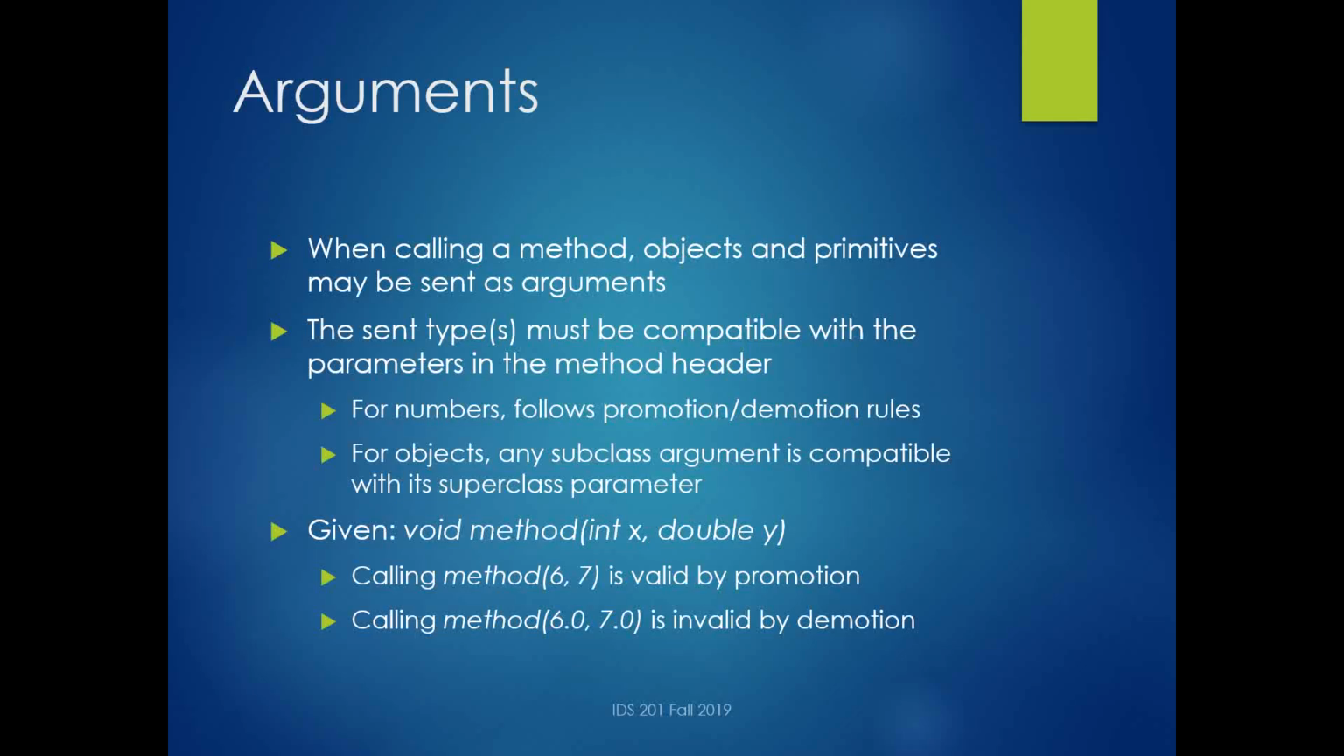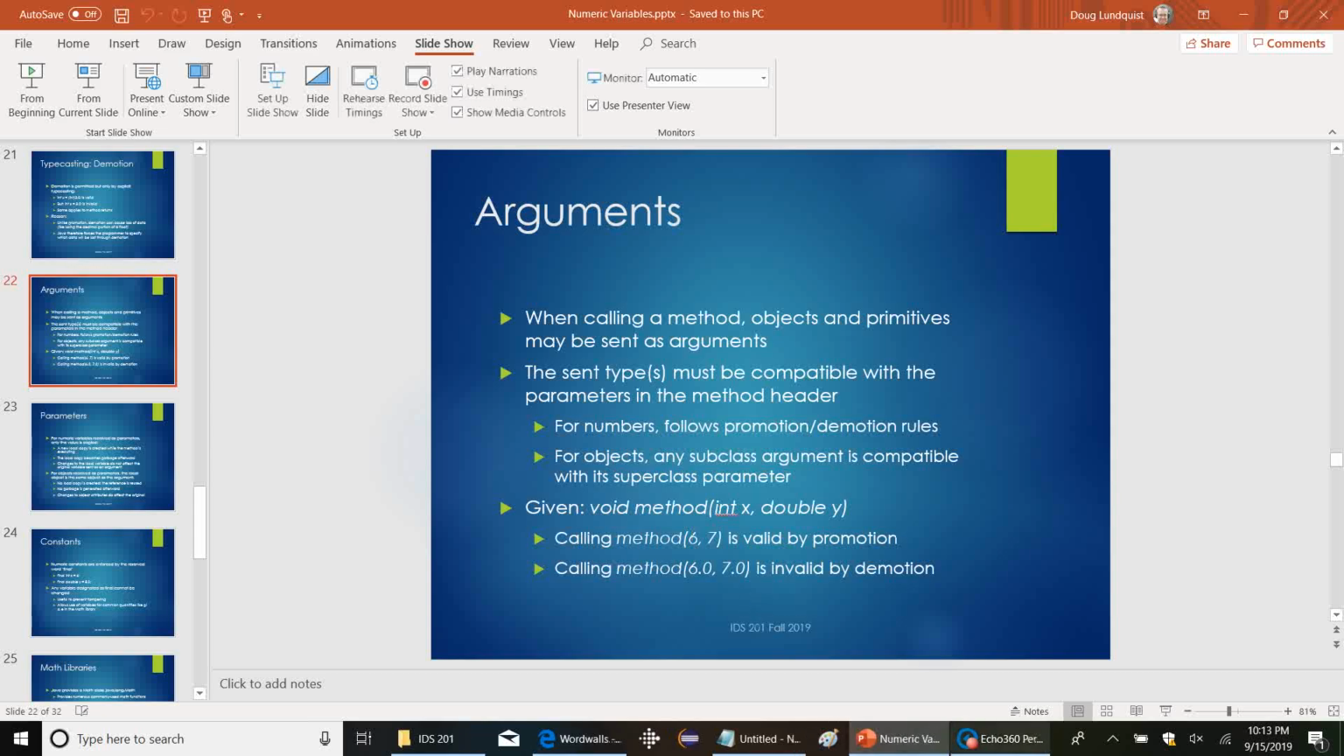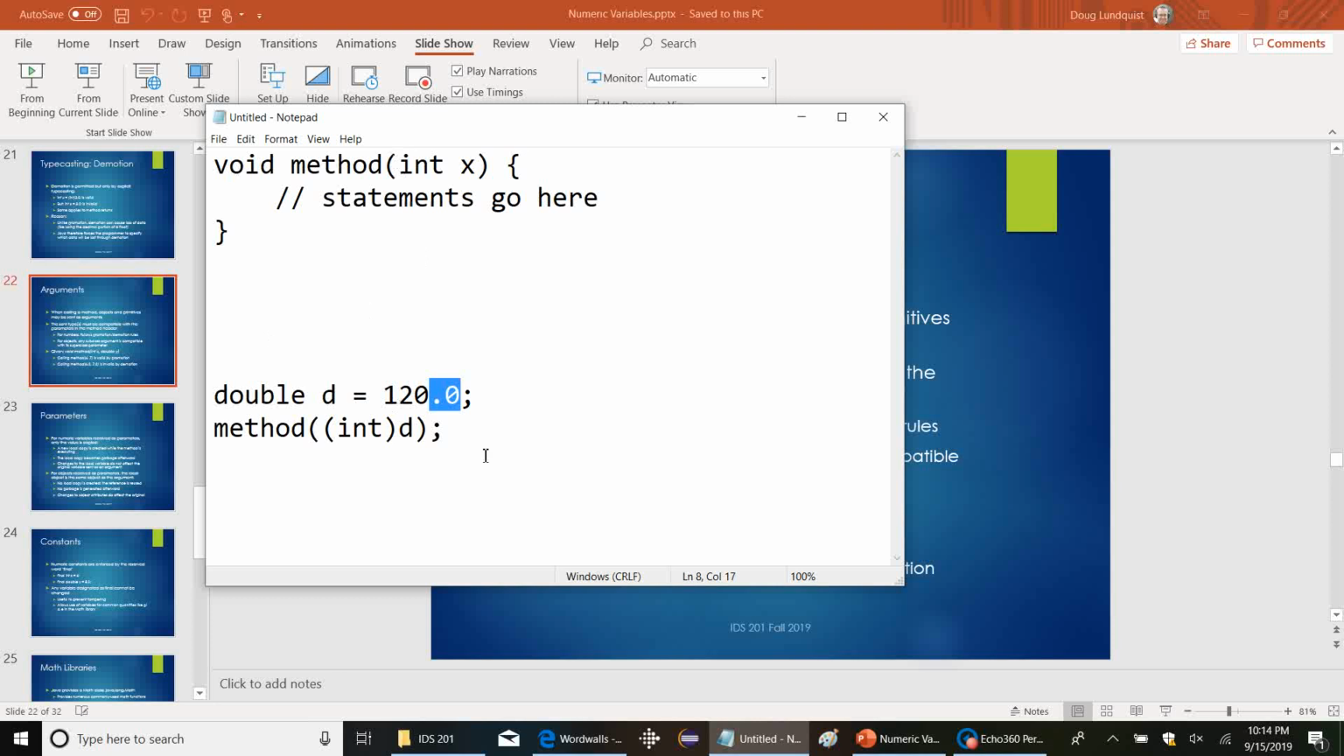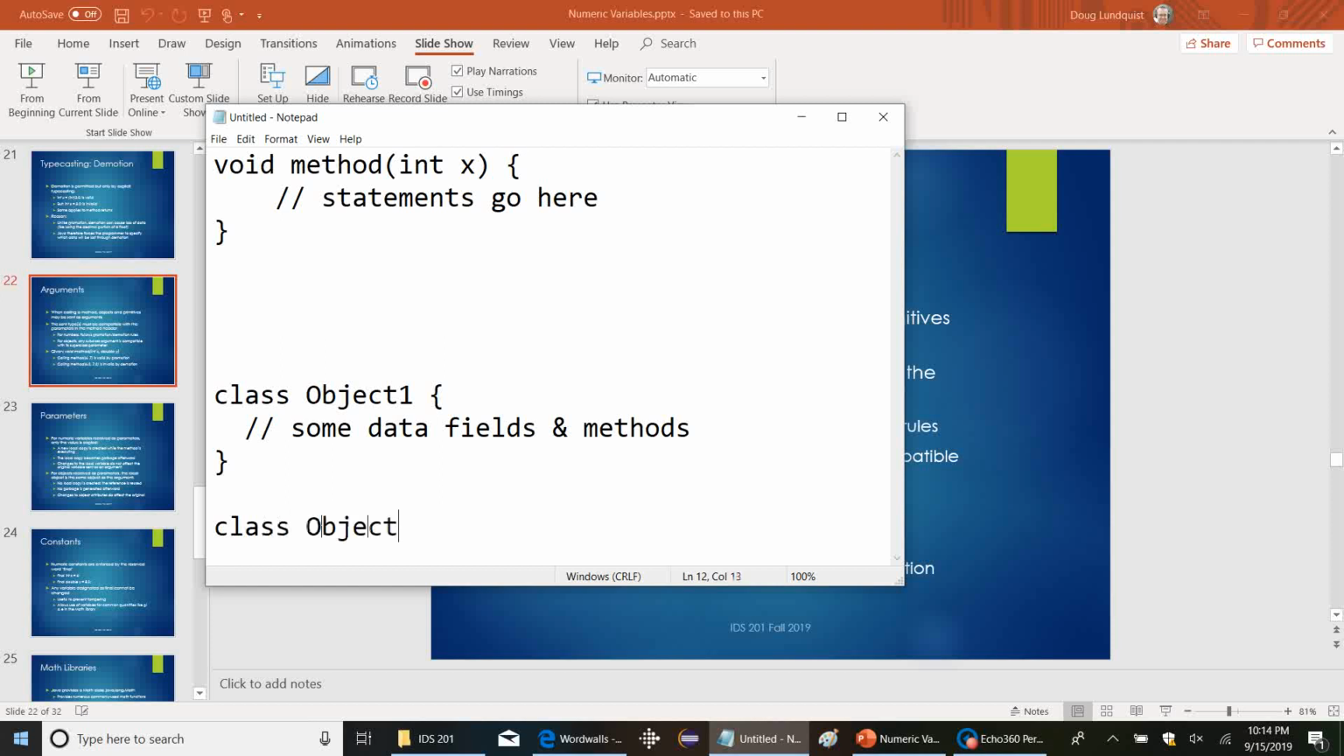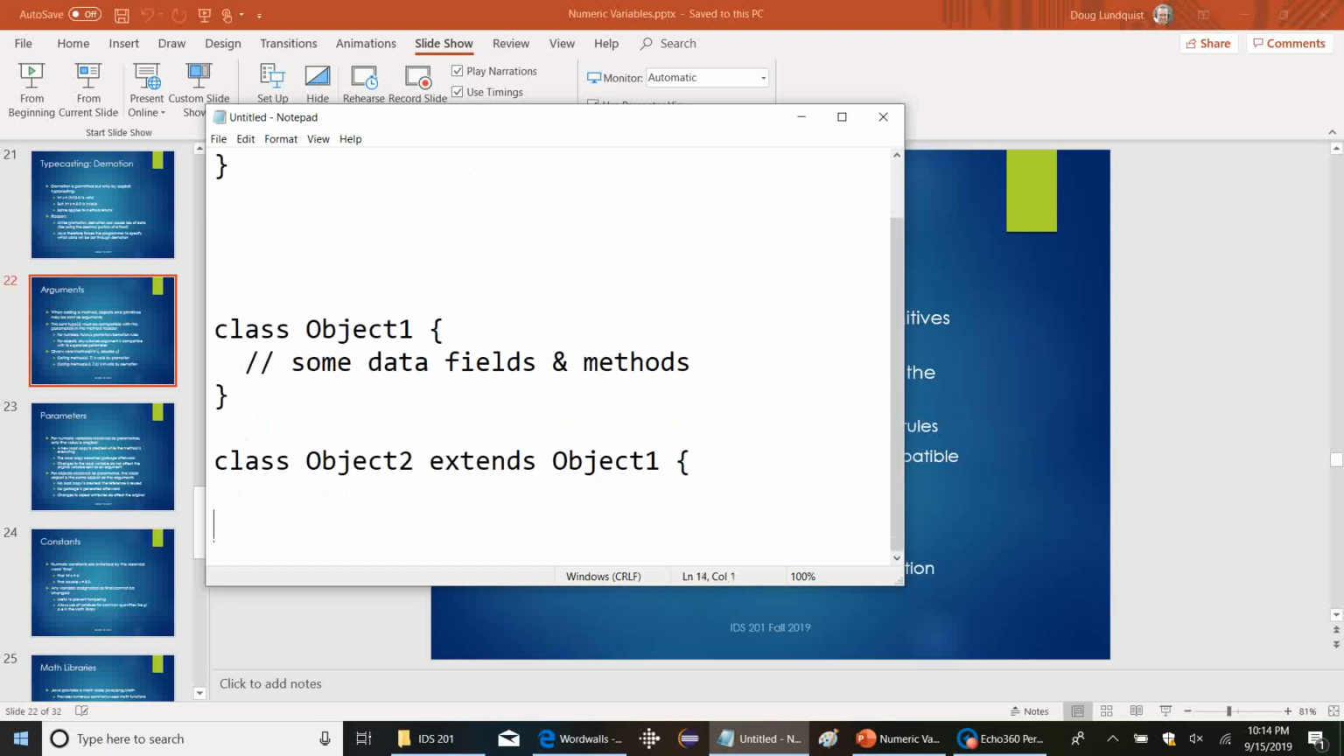Okay, so likewise, for objects, any subclass argument is compatible with a superclass parameter. So, if I have a method, suppose I have two classes. I have a class, I don't know, Object1, that has whatever it has, some data fields, whatever, and methods. And I have another class, Object2, that is a subclass of Object1. Again, some data fields and methods.